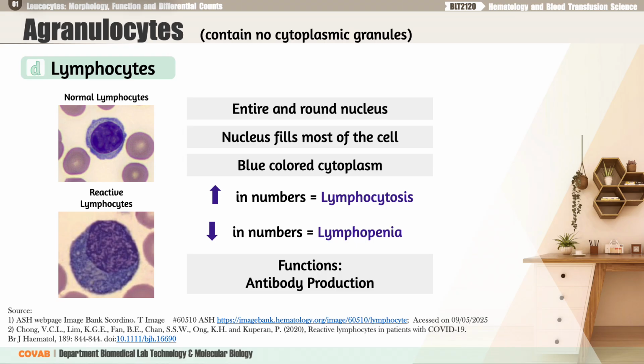Now, if you look at the activated lymphocyte at the bottom, the nucleus has been pushed towards the side, revealing more cytoplasm. The activated nucleus is active and ready to respond. The functions are to produce antibodies, B cells. Increases in lymphocytes circulating in the blood is called a lymphocytosis. Decrease in numbers of lymphocytes circulating in the blood is called a lymphopenia.